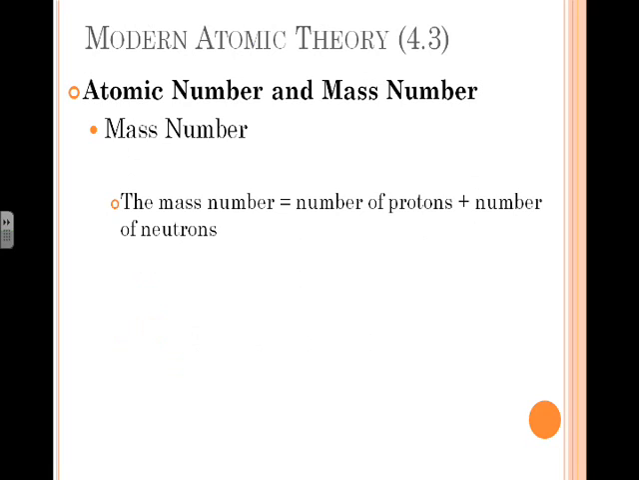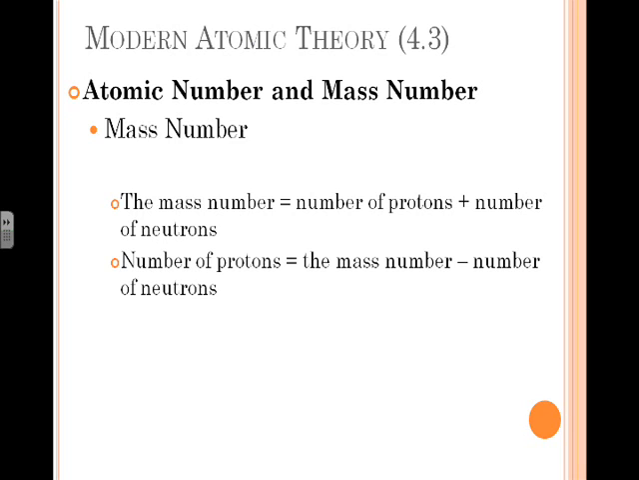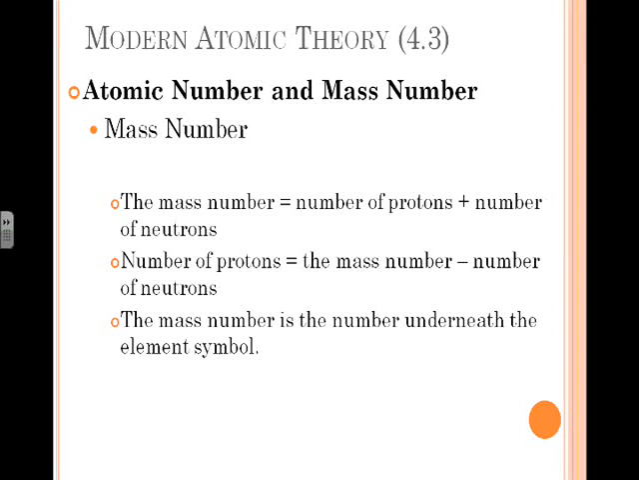Now, the mass number is the number of protons plus the number of neutrons. The number of protons is going to equal the mass number minus the number of neutrons. Your mass number is below the element symbol, the one underneath the element symbol. So you take the number of protons plus the number of neutrons, and it gives you that mass number.